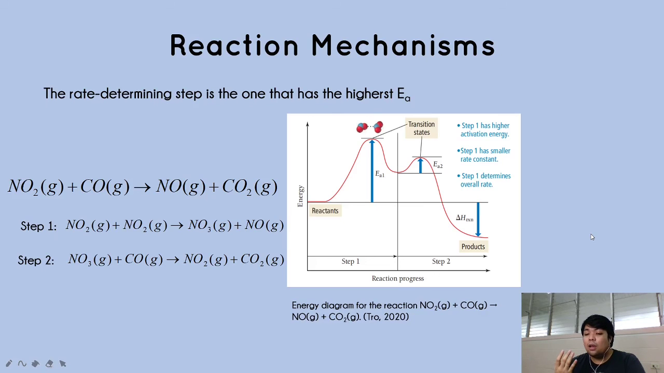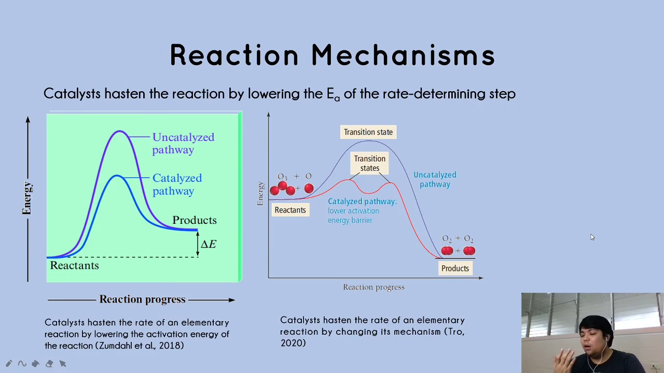Now, how about catalyst? How does a catalyst hasten the reaction? We know that when you add a catalyst, it is not exactly consumed in the reaction. However, it hastens the reaction by lowering the activation energy of the rate determining step. Now, it has two cases here. One is for an elementary reaction, where it just lowers the activation energy of the elementary reaction. Another case is where it lowers the activation energy by changing entirely the mechanism of the reaction.